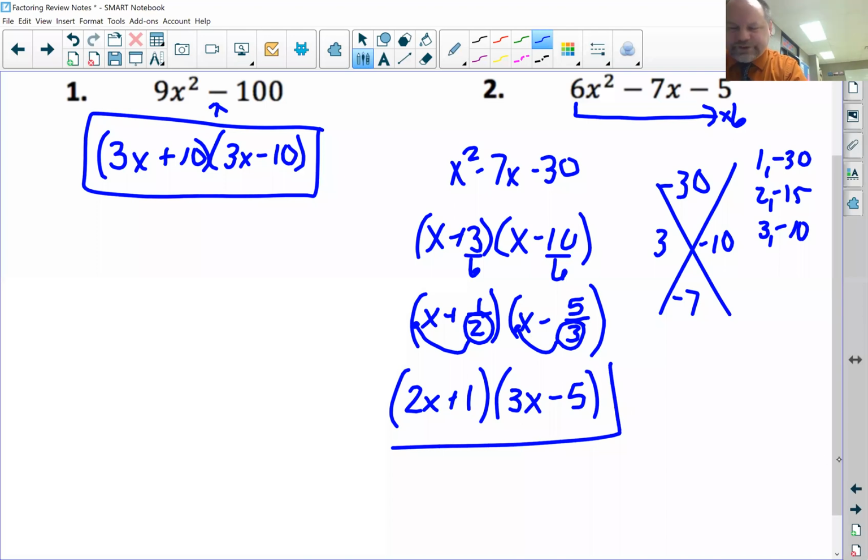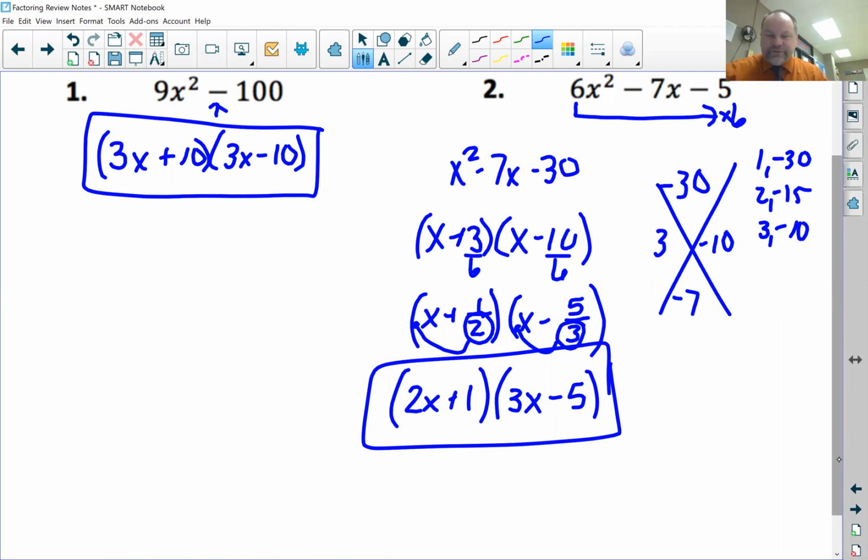Again, if you finish and you say, boy, is that really the right answer? You could multiply these out using either the box method or FOIL and check your work. Don't be afraid to do that. That's actually a very good idea. So, you can always check your answers and make sure you've got everything correct.